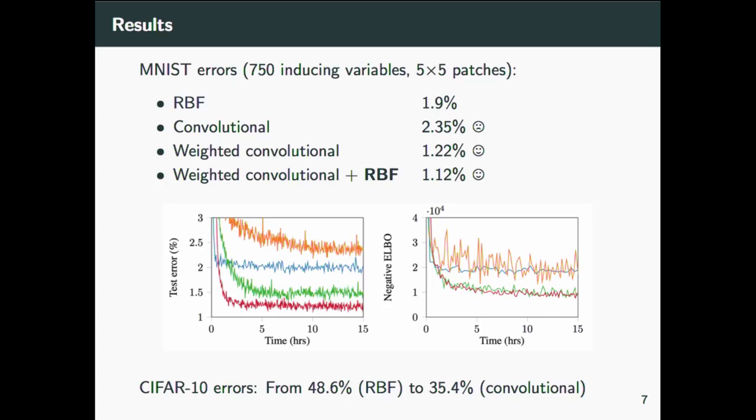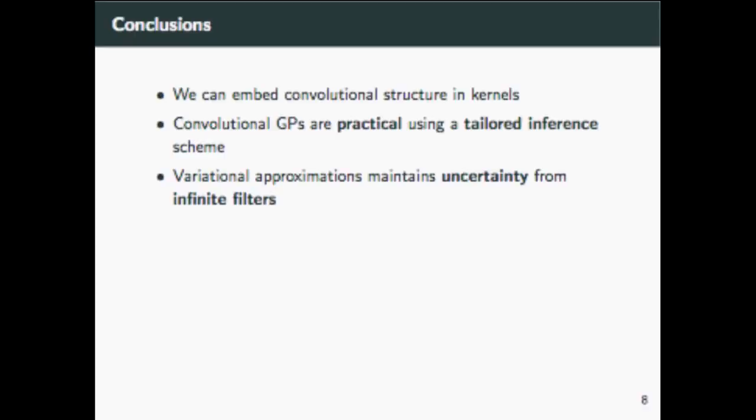However, we hope that this convolutional Gaussian process can be a building block on which more complicated Gaussian process models can be built. So to wrap up, we create a convolutional Gaussian process, and we introduce practical inference, which is tailored to the structure of the model. And we do this within the variational approximation framework, which maintains some of the nice non-parametric properties of the original model.